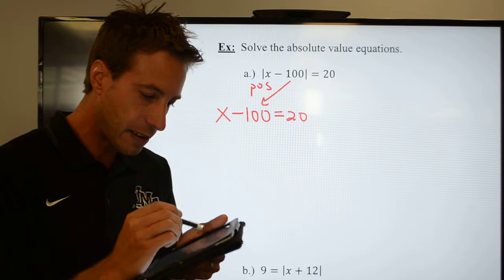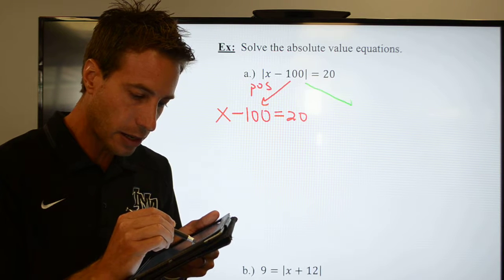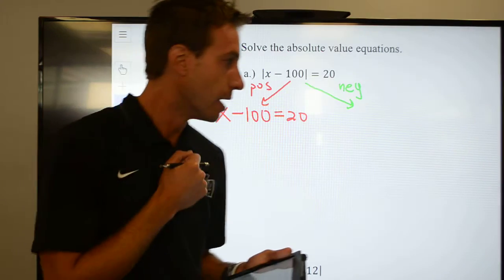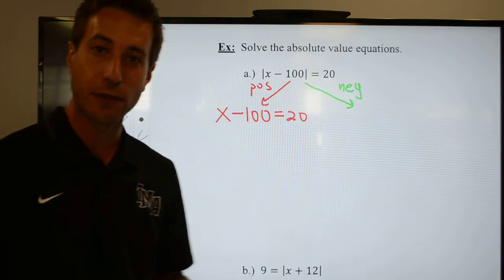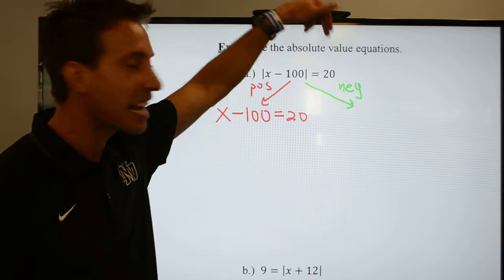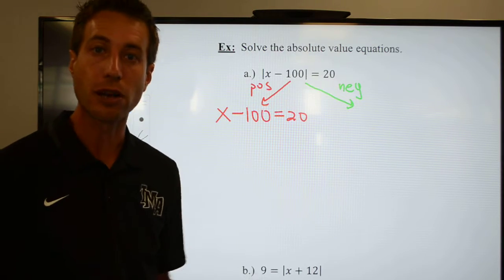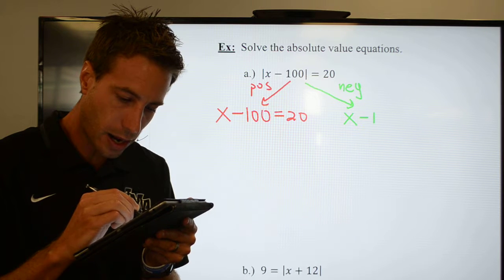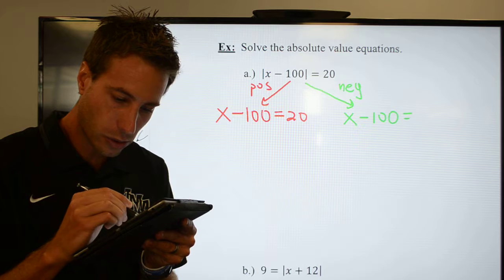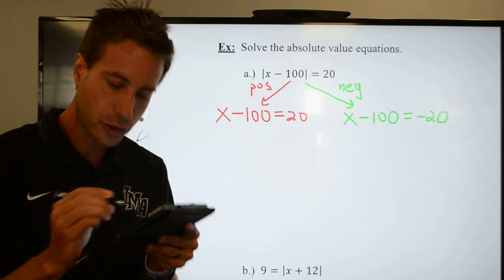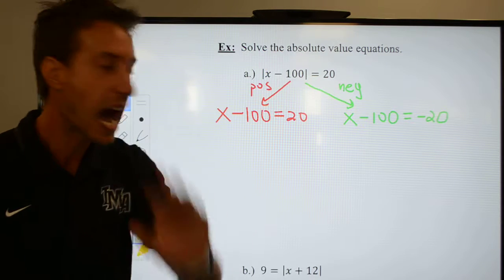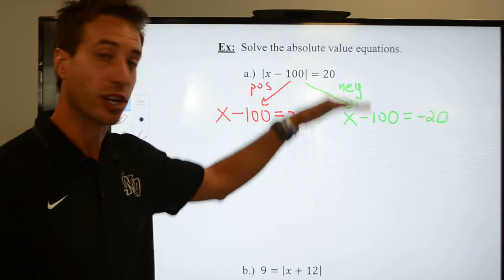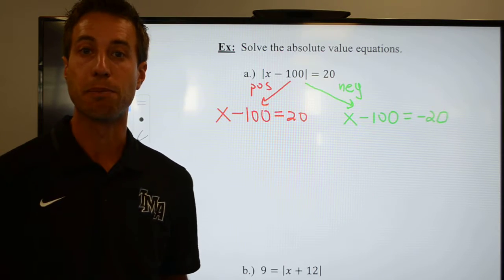Let me do the negative version. I'll do that one right over here, in green. The way we're going to take care of the negative version, I just need to add a minus sign in front of the 20. So we'll have x minus 100 is equal to a negative 20. I now have the positive version. I now have the negative version. We're going to solve both of these, and we will get both solutions.